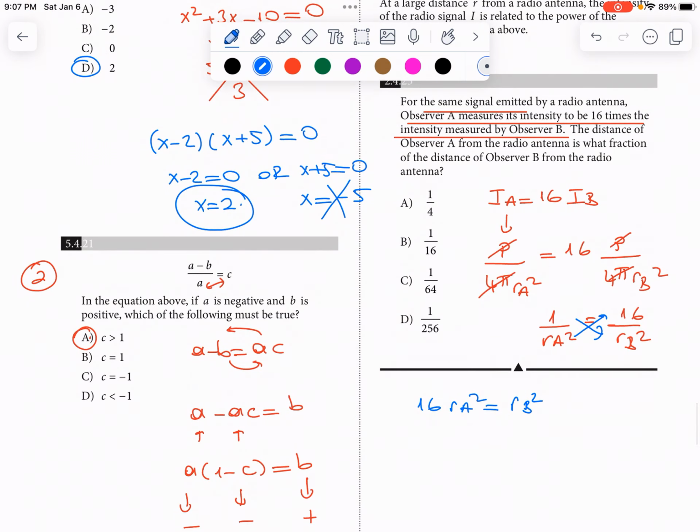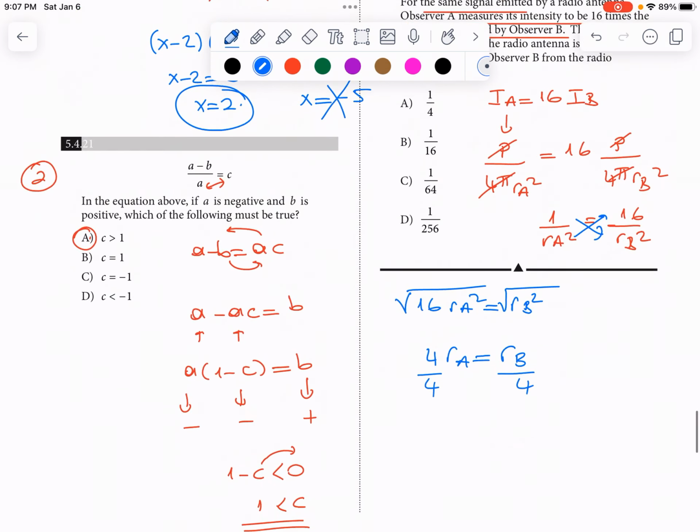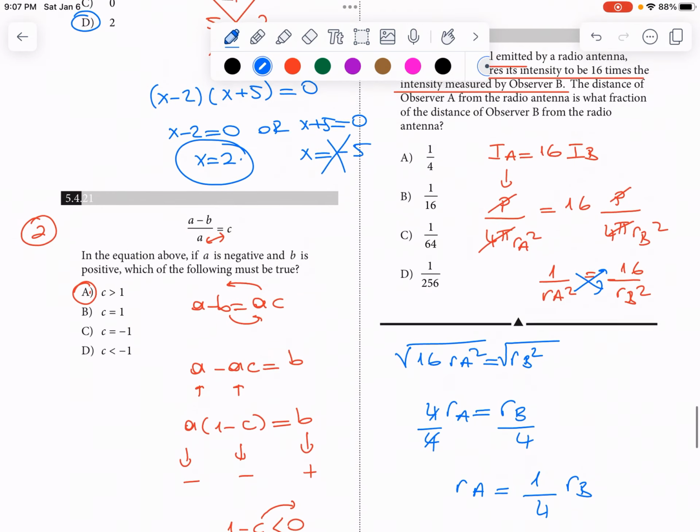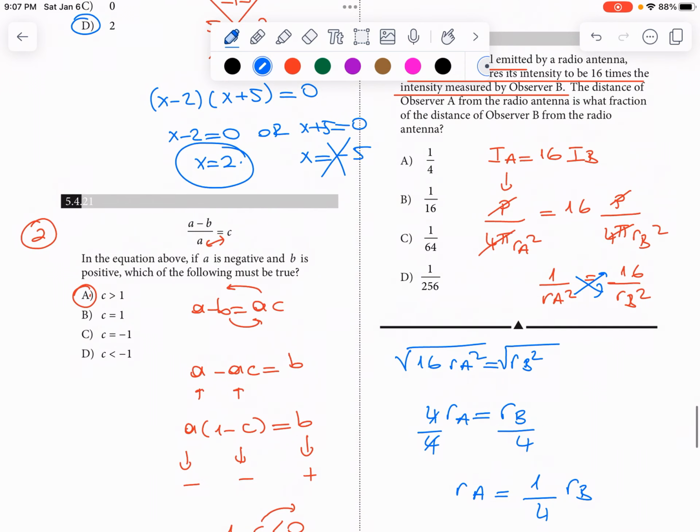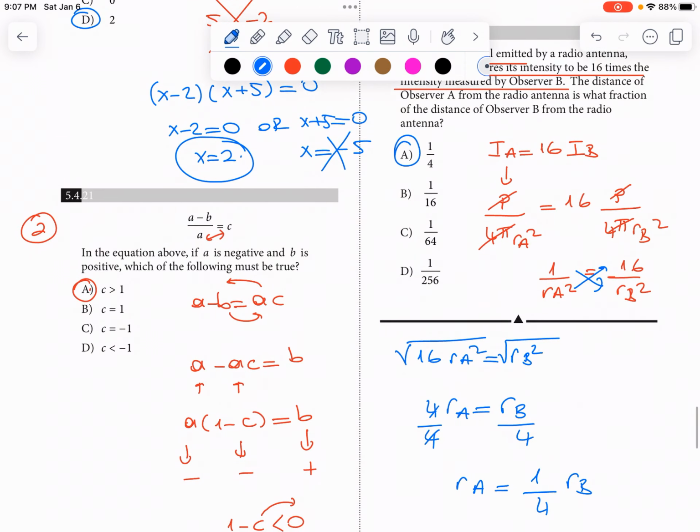And we can take the square root of both sides. So the square root of 16 is 4. The square root of RA squared is RA, which will be equal to RB. Okay, and if we divide, guys, both sides by 4, then RA is going to be equal to 1 over 4 RB, which will be answer choice A. Correct answer is 1 over 4.